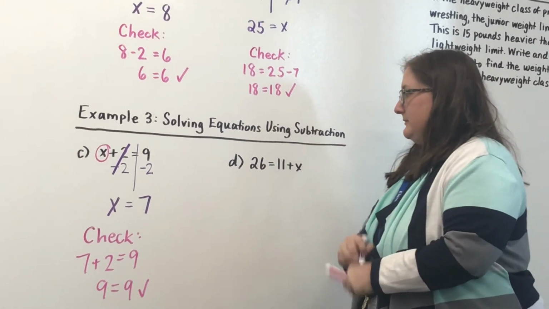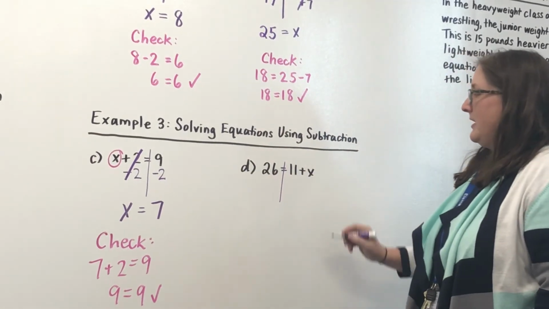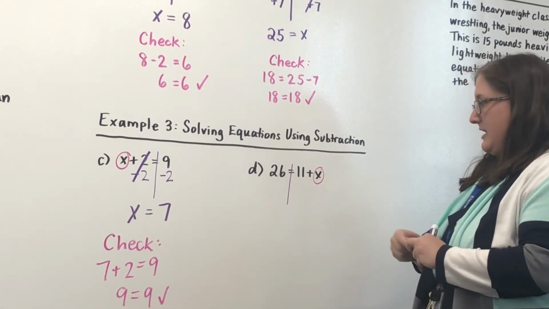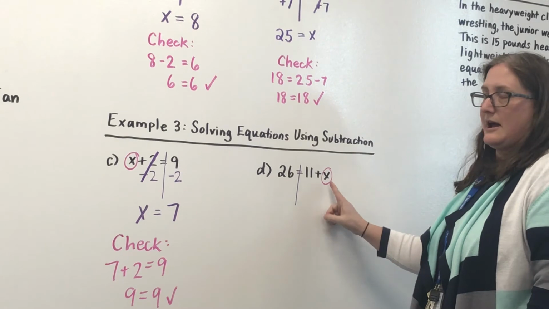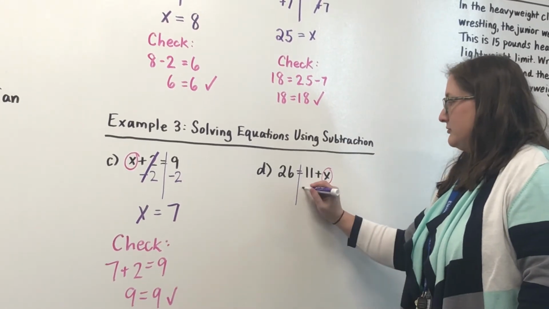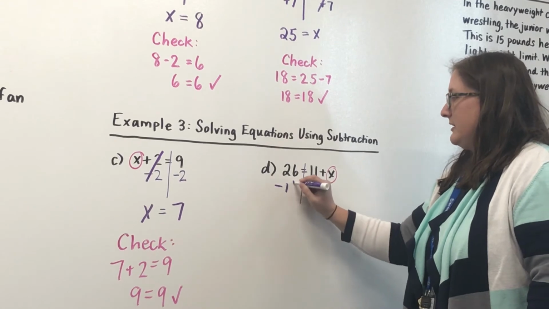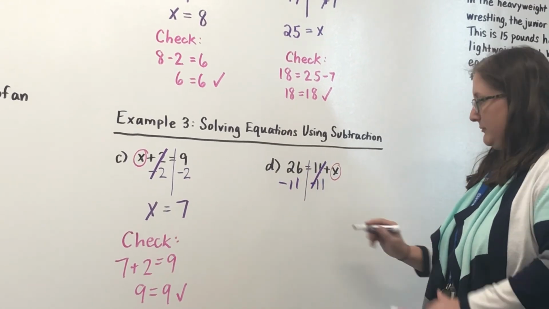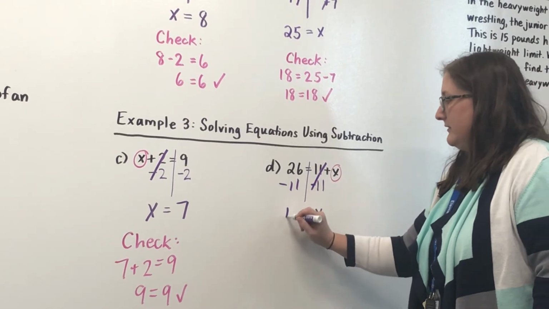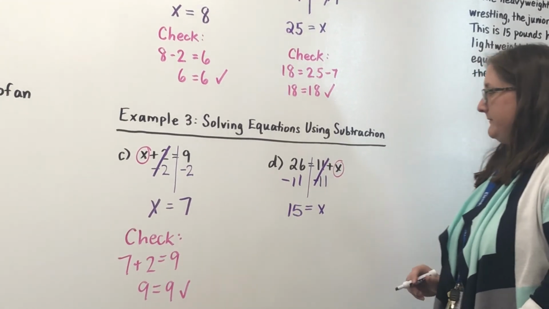All right, one more of these. So I'm going to split it here. This time I'm going to start on this side because my variable's on this side. I have 11 plus x, or x plus 11. So to get rid of plus 11, I'm going to subtract 11 from each side. I'm left with x on this side, and 26 minus 11 is going to leave me with 15.